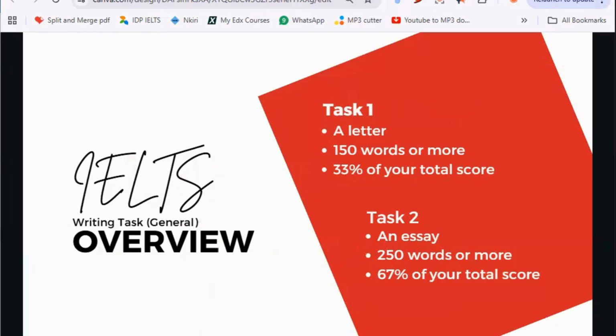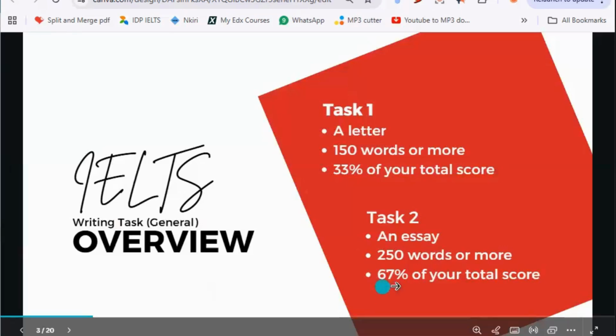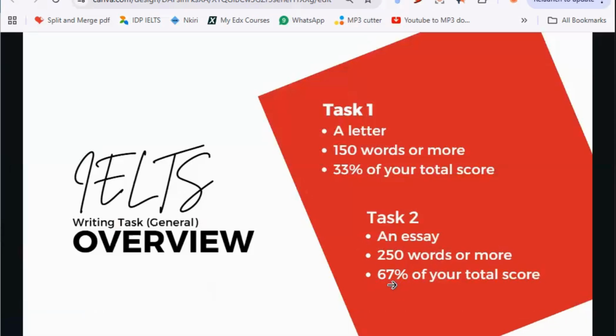The second thing that you will see is task two. That's an essay. But this is my advice: don't start with the letter. You can always move to the second task and start with task two. You are permitted to do that, and it is more advisable. Why? For this very basic reason: your task 2 carries more marks. Your task 2 accounts for 67% of your total score. So it's better to start with task 2 and make sure you do a thorough job before you move to task 1.